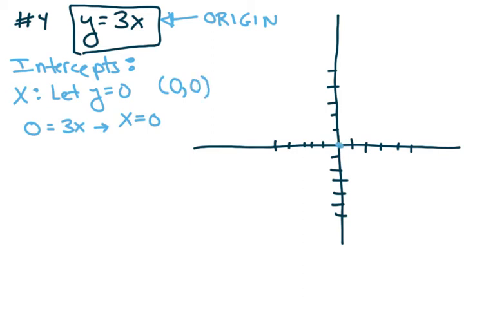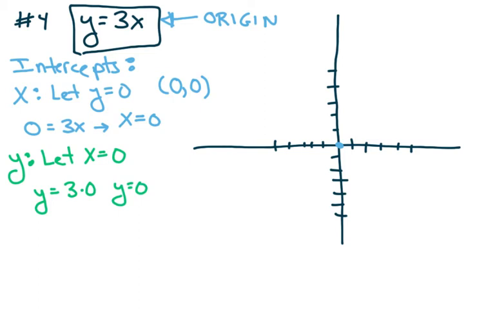There it is. Let's find the y-intercept. So let x equal 0. Y equals 3 times 0, so y equals 0. So that's the y-intercept and the x-intercept. Not very helpful when graphing a line. So find another point. Find another solution.